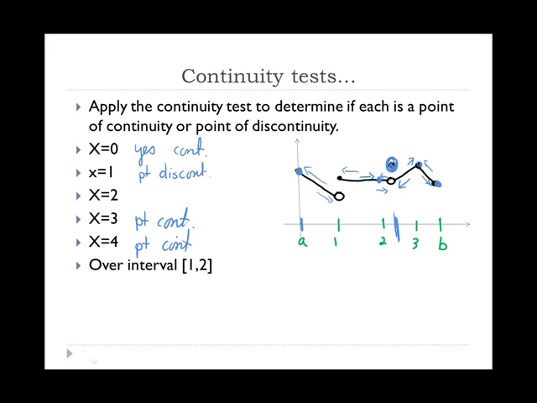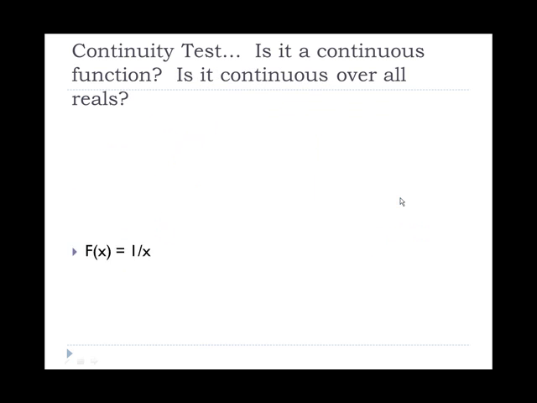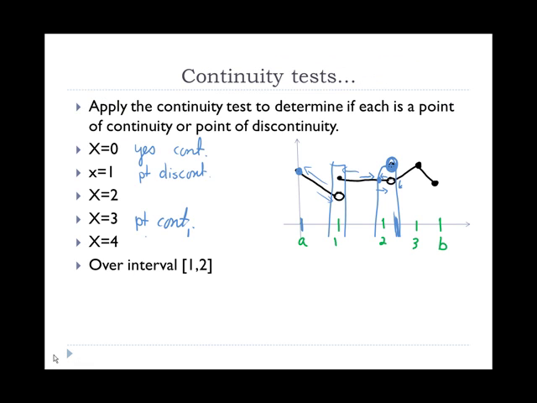Over the interval from 1 to 2, what's critical here is that 1 and 2 are in brackets, which means they're included. And we had points of discontinuity on the ends, so this would not be continuous. But if I did this, where 1 and 2 were not included, now we are continuous because everything in between is continuous.